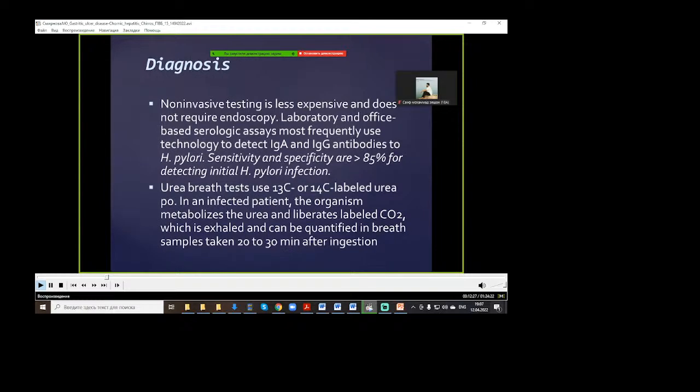Non-invasive testing includes serological testing for anti-Helicobacter pylori immunoglobulins. Non-invasive testing also includes urea breath tests.